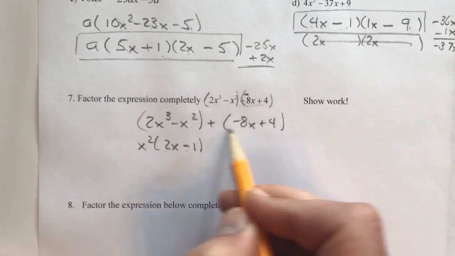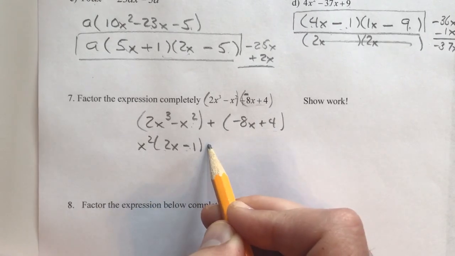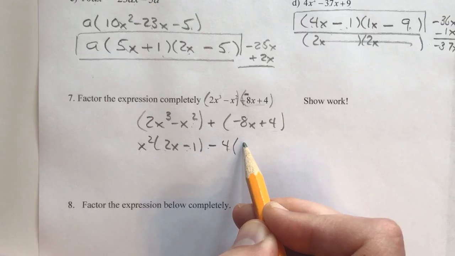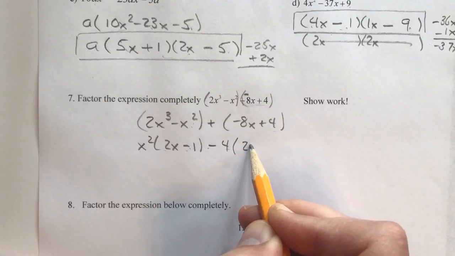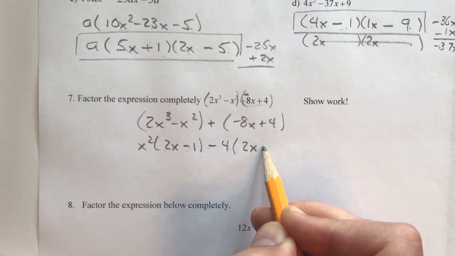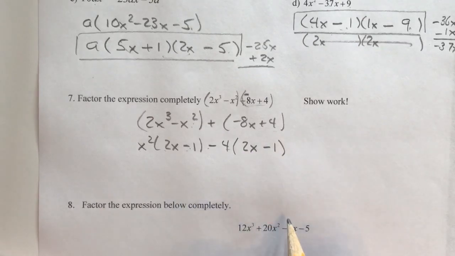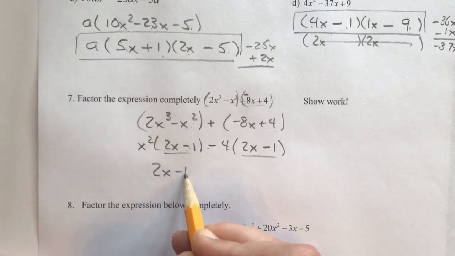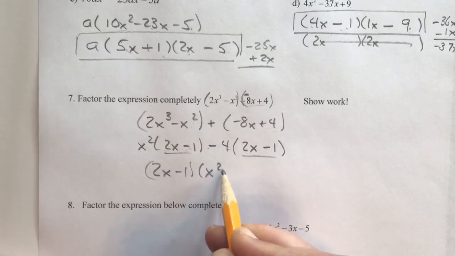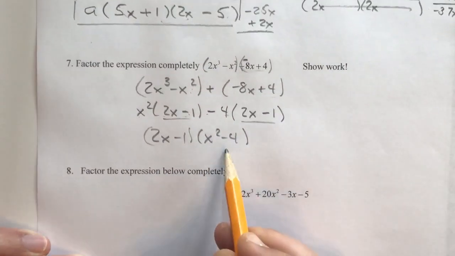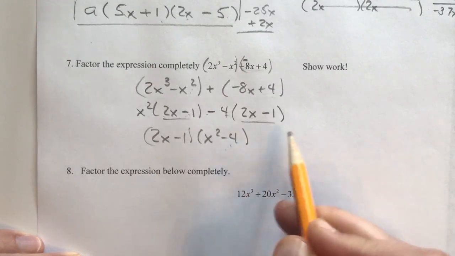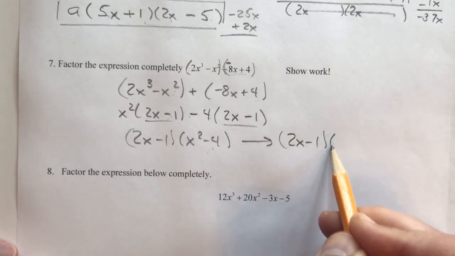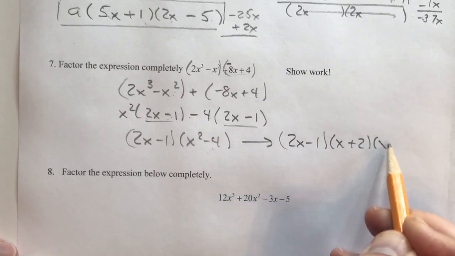I'm going to take out a 4, but if you're going to make it match, which is what you want, you're going to take out a negative 4. Take out negative 4, and you're left with positive 2x minus 1. So now, factor this out. What are you left with? X squared minus 4. Oh, wait a minute. That's my DOPS. So final answer: 2x minus 1, x plus 2, and x minus 2.